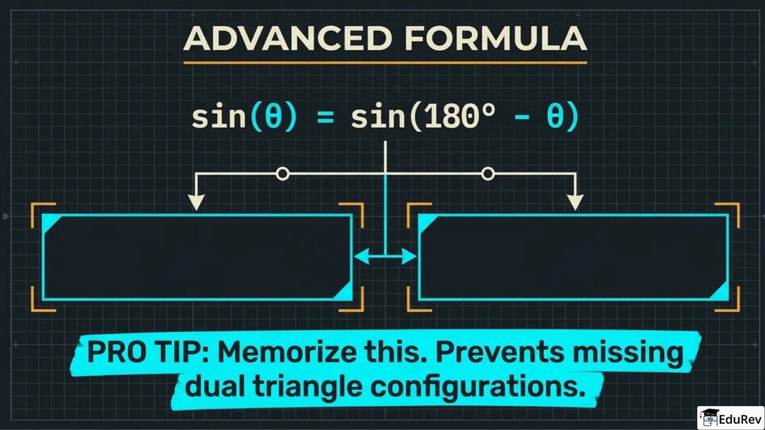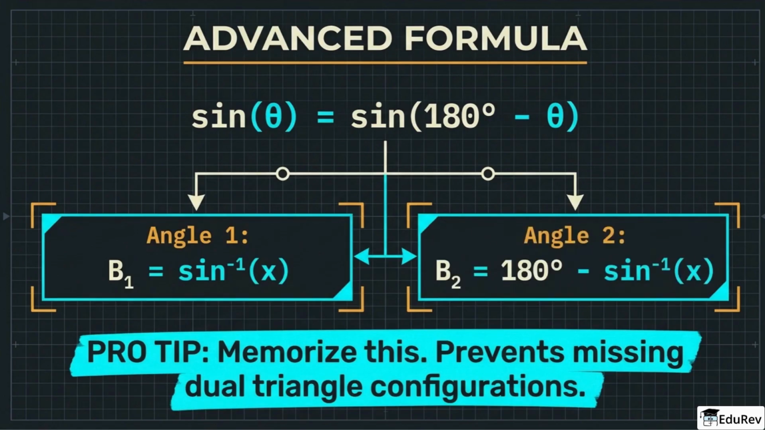The advanced formula on this slide is really about handling the ambiguous case carefully. Since sine of theta equals sine of 180 degrees minus theta, a single sine value can correspond to two possible angles. That is why the reverse check is so useful. One possible angle is sine inverse of x, and the other is 180 degrees minus sine inverse of x. Memorizing this saves you from missing dual triangle configurations, which is exactly where many students lose marks.